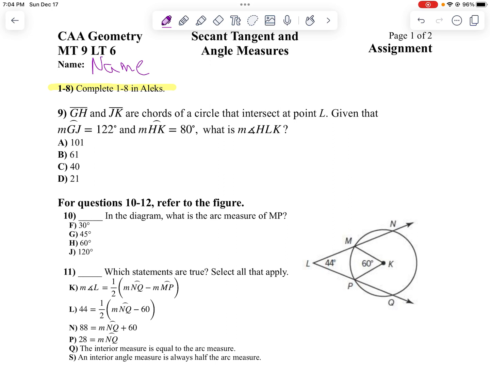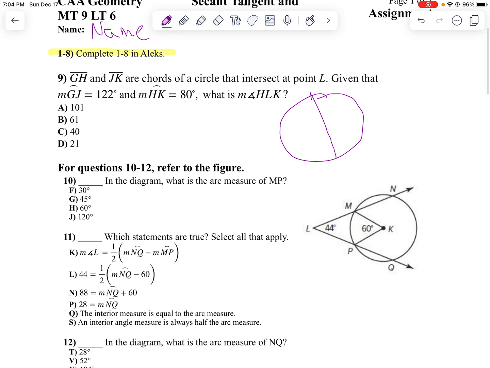And on question number 9, I would venture to say that you draw a picture. We have two chords that intersect inside the circle, so let's mark those. So we have G, I don't know what happened to that other one, there we go. We have GH and JK, and they're going to intersect at point L.